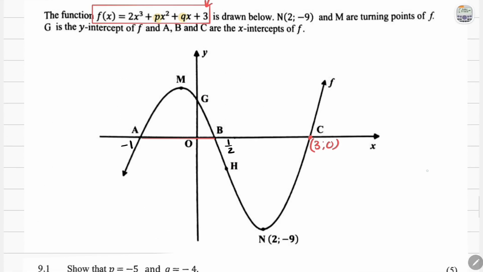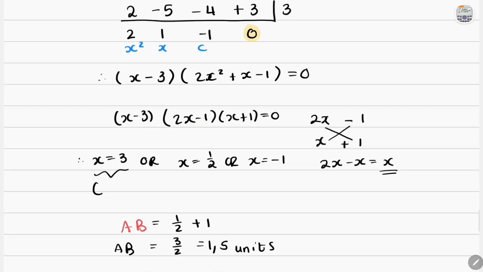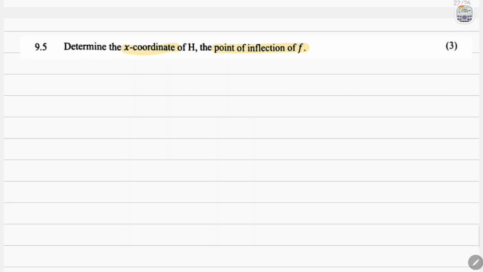How do we find the point of inflection? Remember that the point of inflection is just that point where the graph changes concavity. It changes from being concave down, in this case, to concave up. Okay, from a sad face to a smiley face. So how we find that point is we find the second derivative of this function, right? And we're going to set it equal to 0.